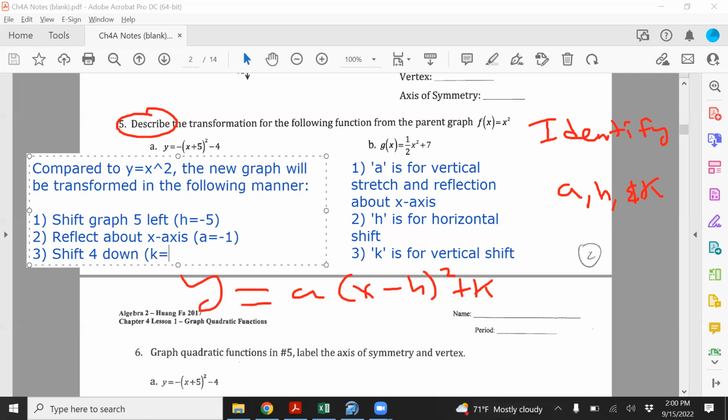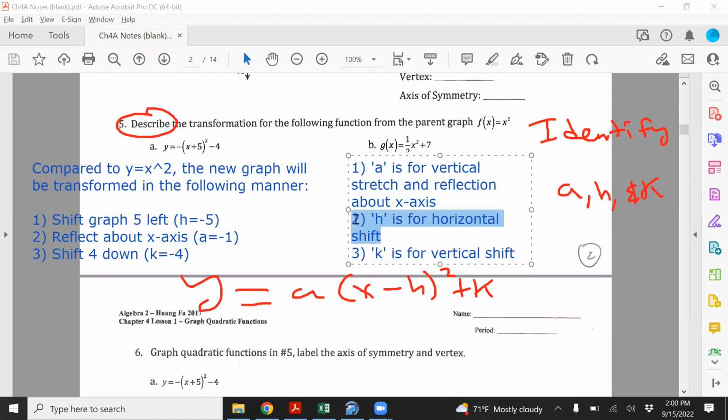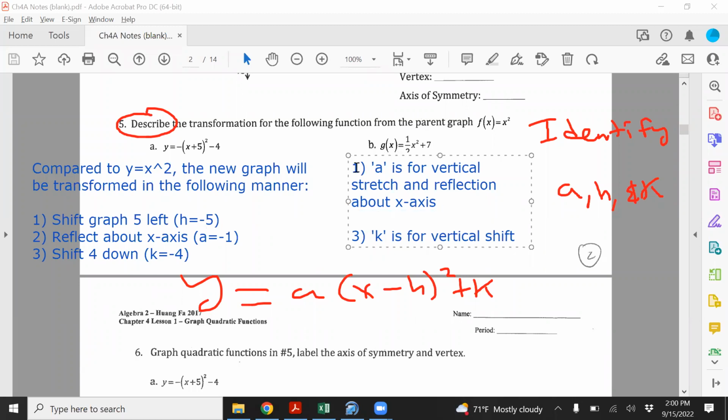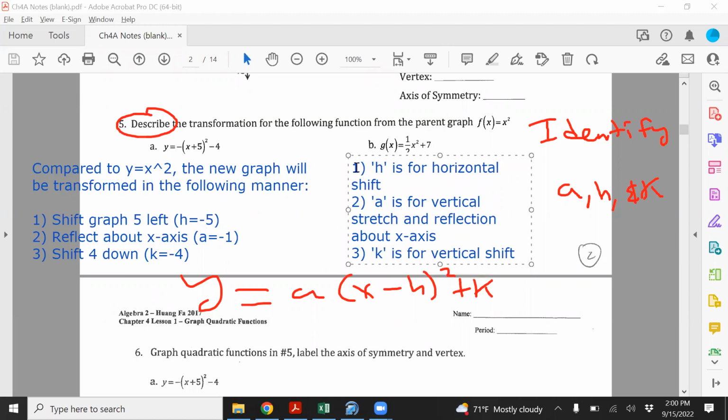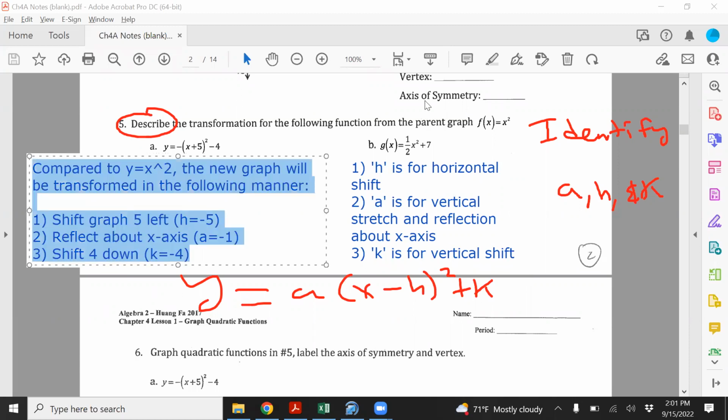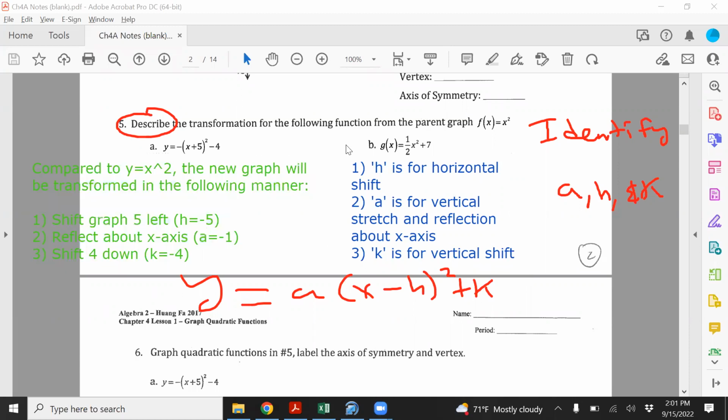Wait, so could you ever have a problem that's like a C shape, like it goes along the x inside of the y? Yes, but we're not going to cover that. Do you have to write reflect about x-axis, or could you write flipped? No, reflect. We're going to be proper. And what if it's like -2 as A? Then how would you say reflect about x-axis and stretch by 2?